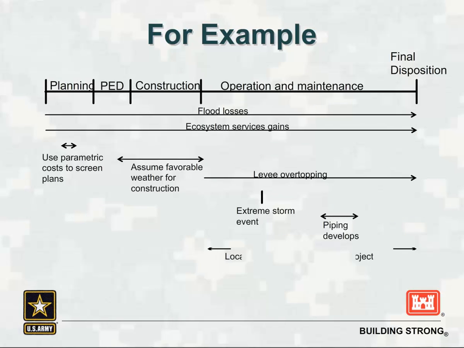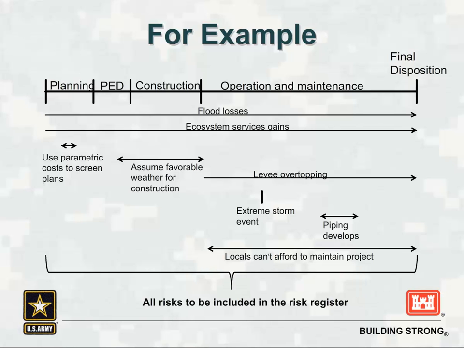Here is a contrived example to illustrate the different risks throughout a project's life cycle. Notice that flood risks and ecosystem services gains are the community risk or the outcome risks that would be of concern throughout the entire project life cycle. During the planning stage, the use of parametric cost to screen plans may be a risk. During PED and construction, assumptions about favorable weather conditions for construction could represent a risk. Levee overtopping would be a risk of greatest concern during the operation and maintenance of the project.